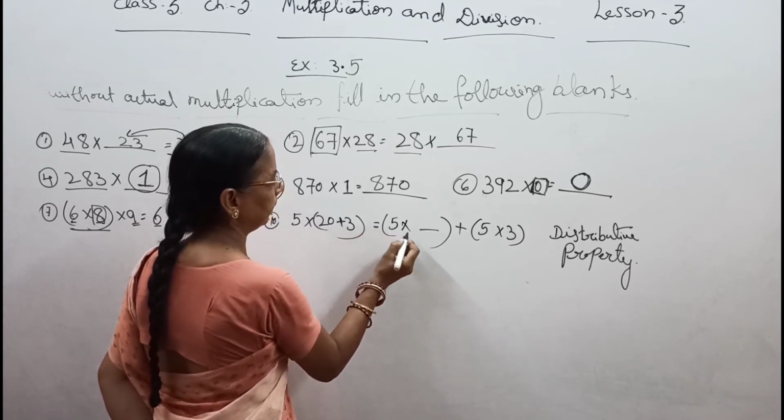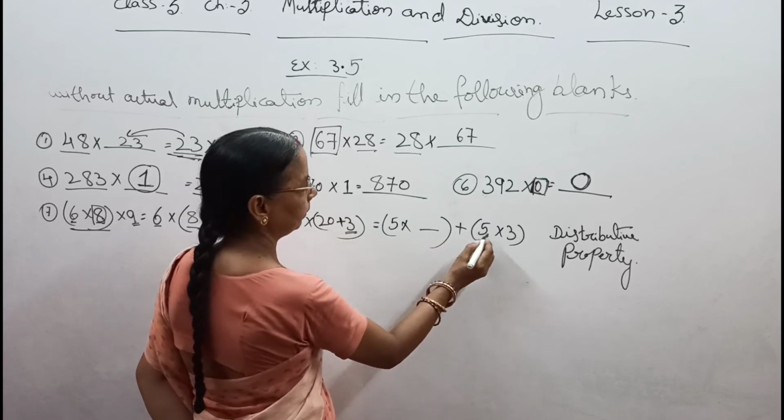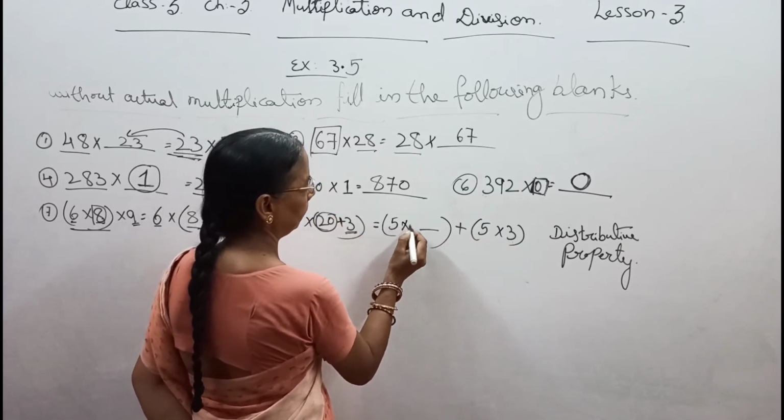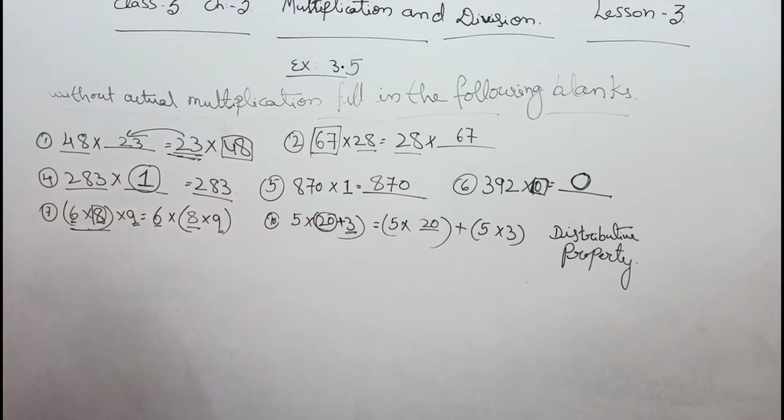Then we have to write here 5 into 3 is already given. Now the left number is 20, then 5 into 20. Here we have to write it as 20. Like this you must do the remaining questions of exercise 3.5. Now we go for exercise 3.6.